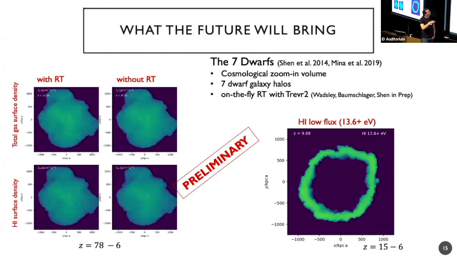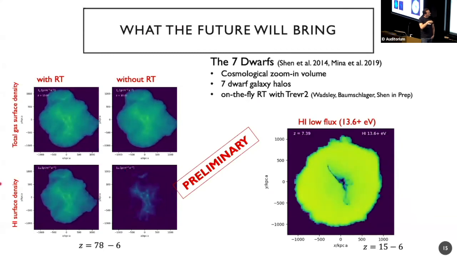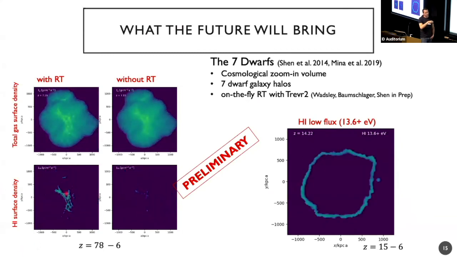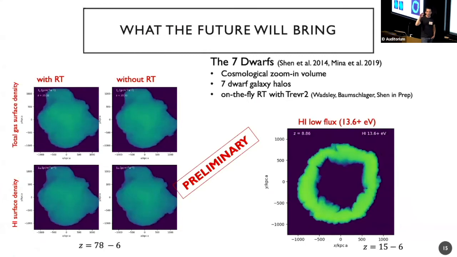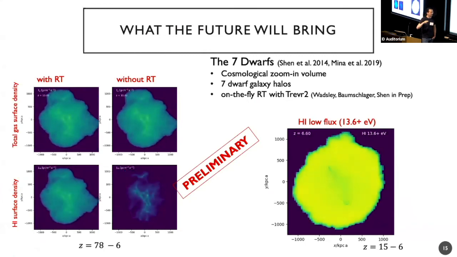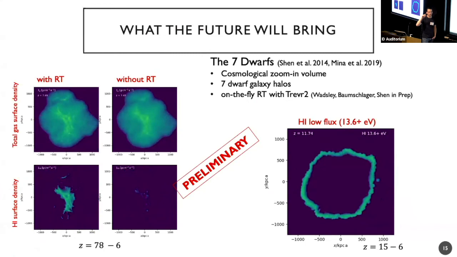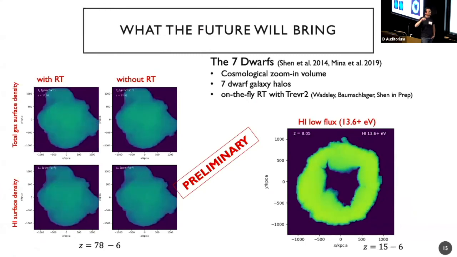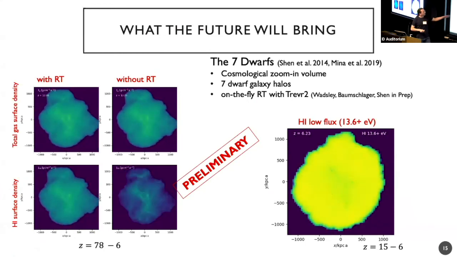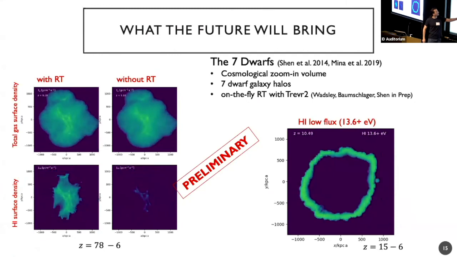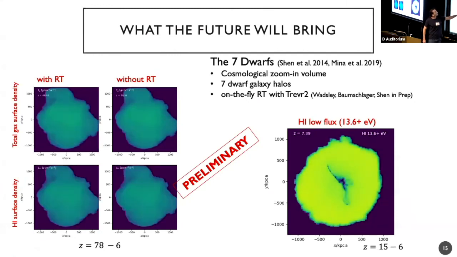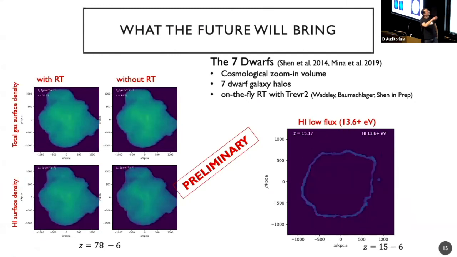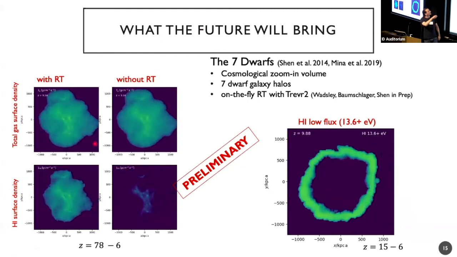While on the right, we turn on the UV background at about 16, and ramp it up to the published values by redshift 15. And you see how the ionization propagates inward. There are some smaller differences as well in the core of the zoom-in region.